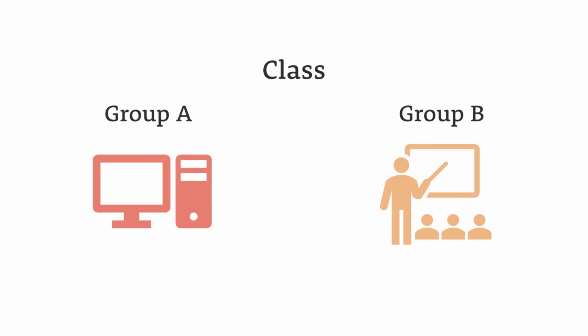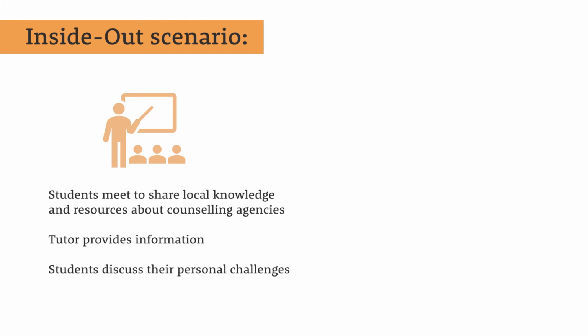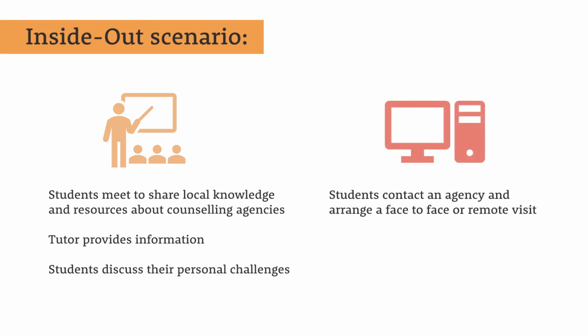Here is an example of the inside-out model applied to an assignment. A group of students are preparing for a project about counselling agencies. Students meet in the classroom to share local knowledge and resources about counselling agencies. The tutor provides information about counselling placement requirements, and the students discuss their personal challenges in placement work along with their interests in client groups. Students are set a task outside the classroom to contact an agency and arrange a face-to-face or remote visit. Information and learning from both elements are then used to complete the assignment.